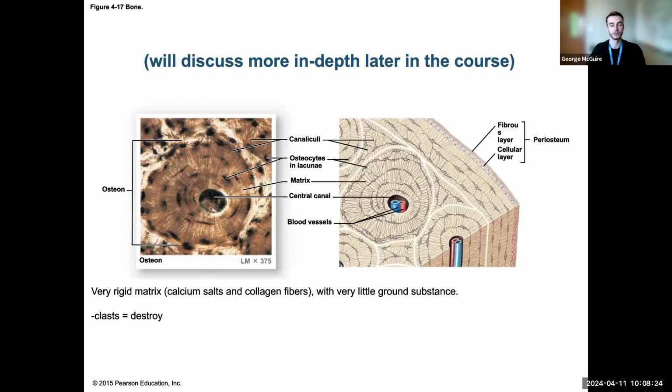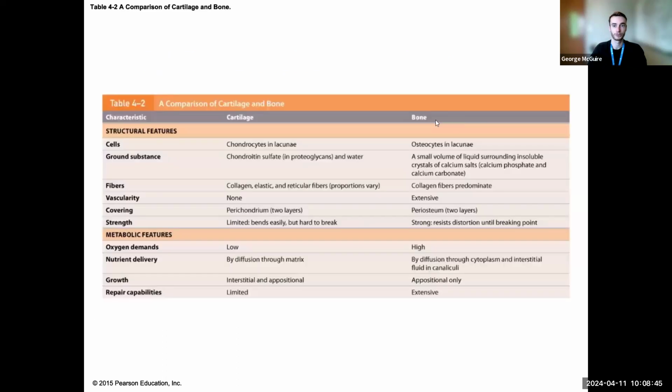And that allows us to use our bones kind of like a bank for these minerals like calcium and phosphorus, where we can store them in the minerals that make up the matrix with osteoblasts. And we can break down that matrix to get more of it into our blood when we need more calcium or phosphate. But we'll talk more about that later. It's a reference slide just comparing cartilage and bone.